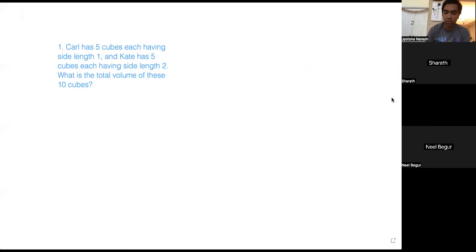Okay, good. 45 is correct. Neil, can you explain? Since it's a cube and the formula for volume is length times width times height, each side of the cube will be the same.